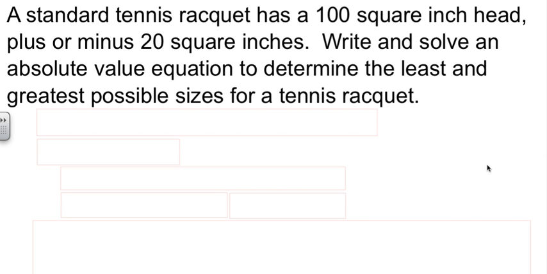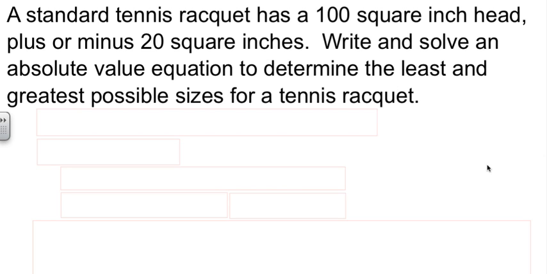Last thing we have to look at is they like to throw this at us in a word type thing. So we have a standard tennis racket, has a 100 square inch head. The area that you actually hit the ball with has an area of 100 square inches plus or minus 20 square inches. Our job is to write and solve an absolute value equation to determine the smallest possible size and the biggest possible size.